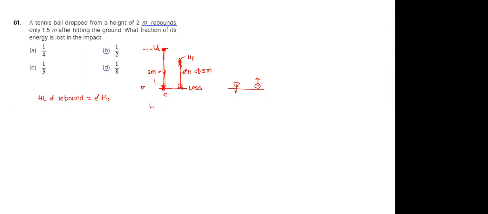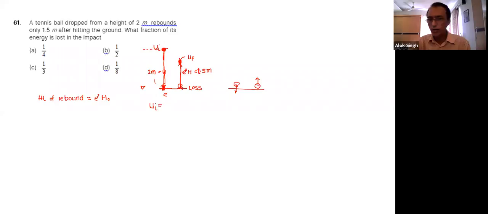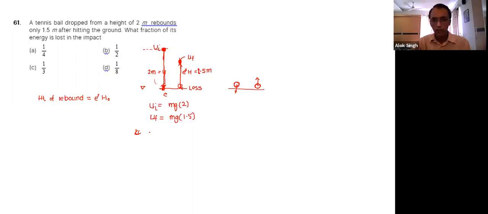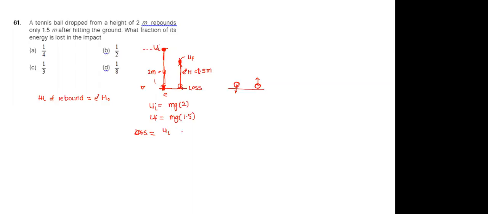If I write initial energy, I hope you have understood. This point corresponds to initial energy and this point corresponds to final energy. Initial energy is mgh with h equal to 2 meters, and final energy is equal to mg into 1.5. When we talk about loss, the final value is less than the initial one. So loss is initial minus final divided by initial energy. How much is that equal to? 2 minus 1.5 divided by 2. This is something you should have done very quickly.